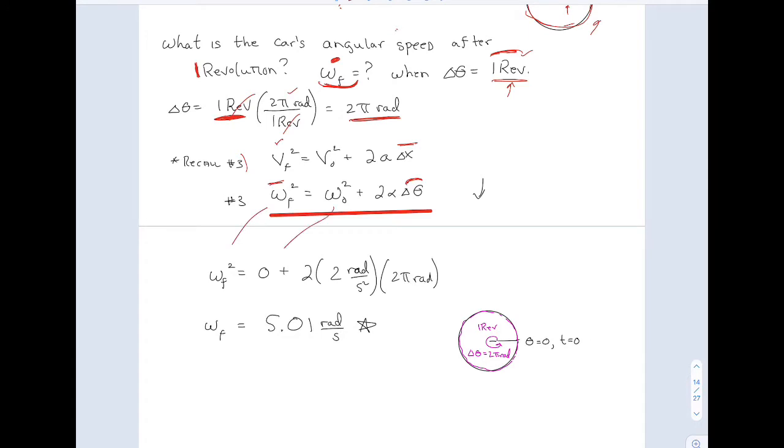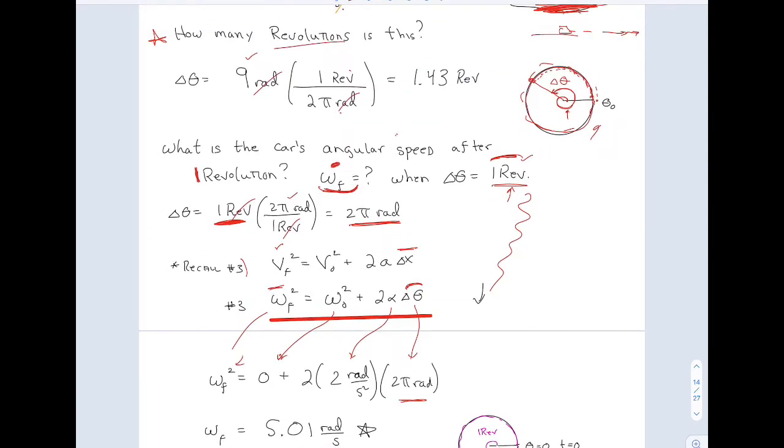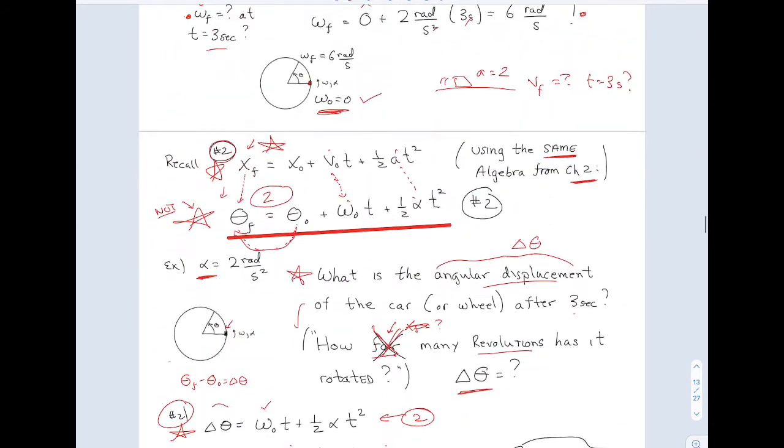The initial angular speed, from our car two pages up, is 0. There's the same alpha I'm using, and now for my delta theta, I don't put in 1 revolution. You have to put it in radians. Remember, this is squared here, so take the square root of both sides, and that gives me my final angular speed.